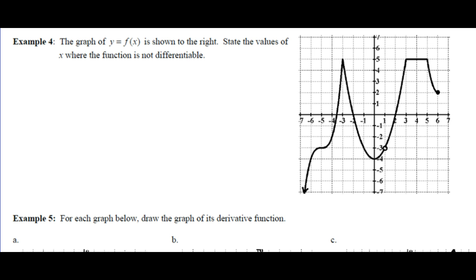Oh, okay. So the graph of y equals f of x is shown right. State the values of x where the function is not differentiable. So where's the first place? x equals -3, right? So you've got that sudden turn. You've got a kink in the graph. Where's the next place where we are not differentiable?